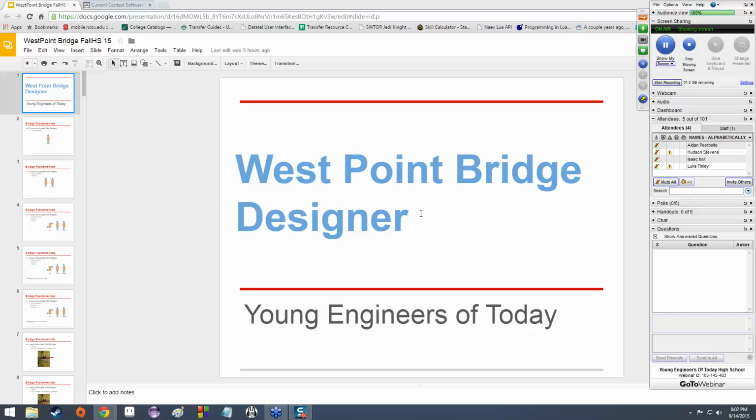So, bridges. If you're looking to design a bridge, there are a few things that you need to keep track of, namely the forces that are exerted upon that bridge, basically how the bridge is affected by outside forces, and what exactly causes those forces, what the sources of those forces might be.